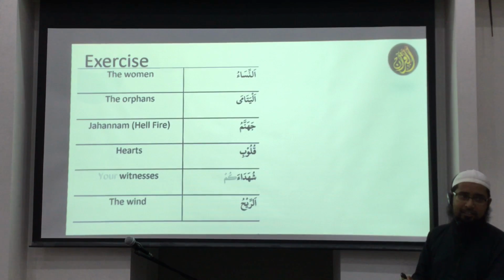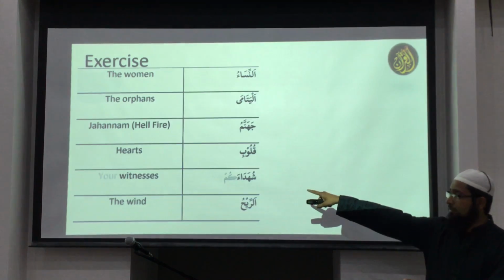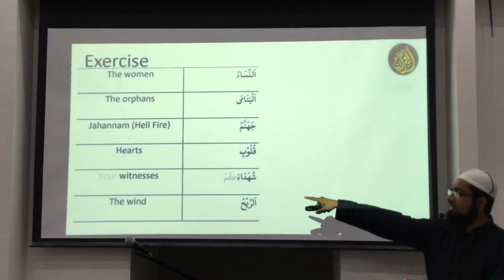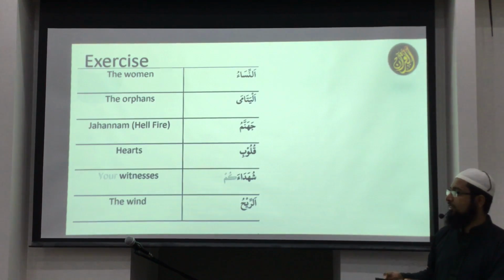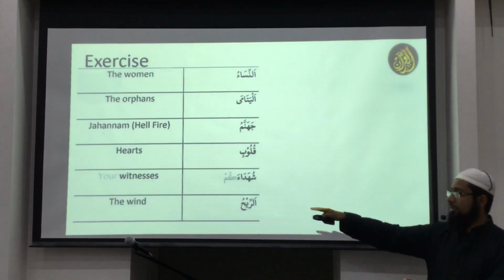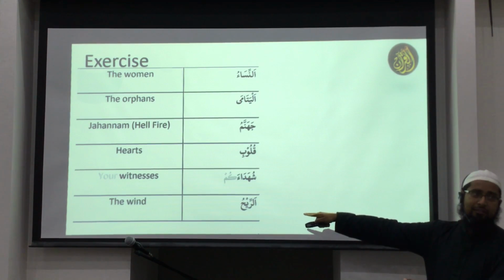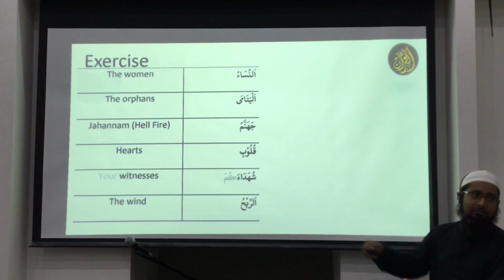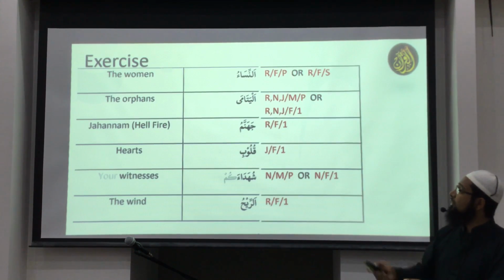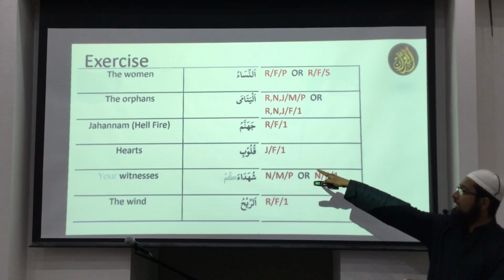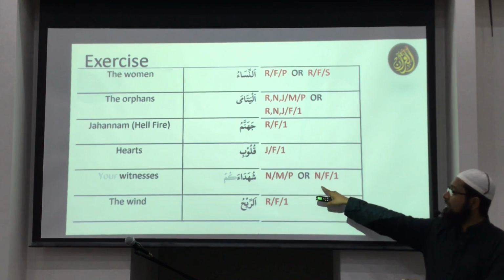Shuhada, witnesses. Again, it is nasab because it's finishing with a, and also it is a human broken plural. Okay. The wind, arrih. Is it masculine or feminine? Masculine? No, it's feminine. It's in the story. So the Arab said so. This is one of the words in the story, feminine. So you can see the answer here. So this is jar, feminine, singular.